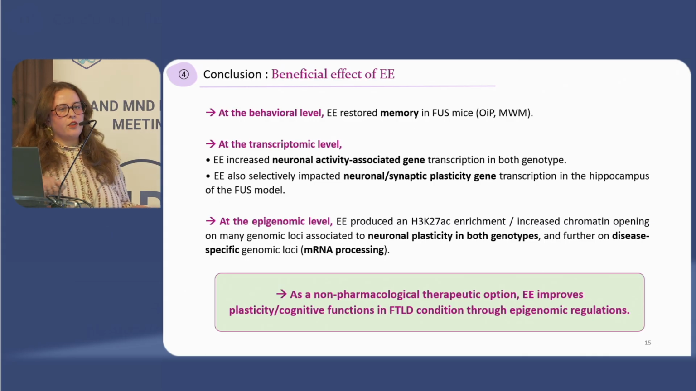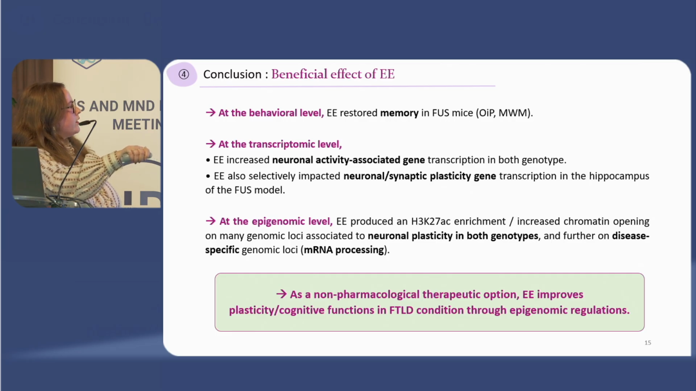So for the beneficial effect of EE at the behavioral level, EE restored memory in fused mice. At the transcriptomic level, we have an increased neuronal activity associated gene transcription, selectively impacting neuronal and synaptic plasticity gene transcription in the hippocampus. And at the epigenomic level, we have an H3K27 acetylation enrichment, an increased chromatin opening on many genomic loci associated to neuronal plasticity genes in both genotypes, fused and wild-type, and further on, specific genomic loci on mRNA processing.